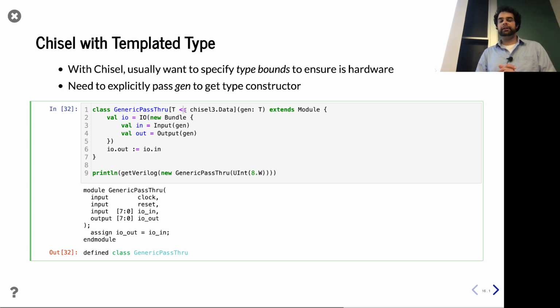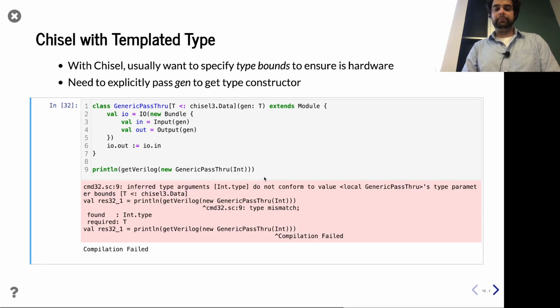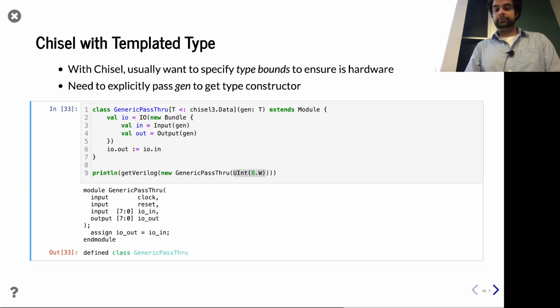It's saying that T must be a child of Chisel 3 Data. That's what the symbol is telling you, right? So if I tried to do this with something totally different, like an Int, it's going to complain loudly because it doesn't match this type bound. So yeah, I want a Chisel type. That's what I'm saying: I want something that's actually Chisel that I have a chance to work with. Cool. Good questions.